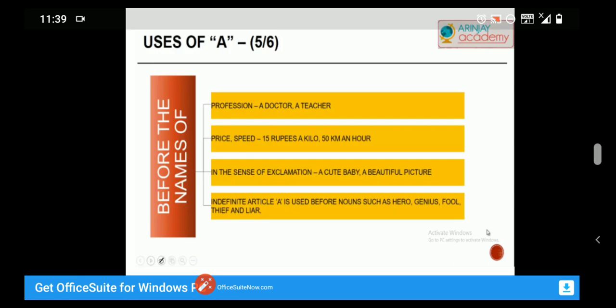Next, we use the article a in the sense of exclamation. For example, what a cute baby. Next, the indefinite article a is used before nouns such as hero, genius, fool, thief or liar. For example, he is a hero.